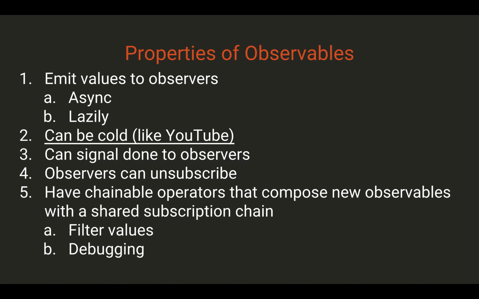So that tells us that observables can be cold, sort of like YouTube. If two different people go to a YouTube video and the first one hits play and someone else comes in 2 seconds later and hits play, they're not watching the same frames at the same time. They're each watching their own copy of the YouTube video, and then they each get their own series of values, so they're independent of each other. And that property of streams is called being cold.